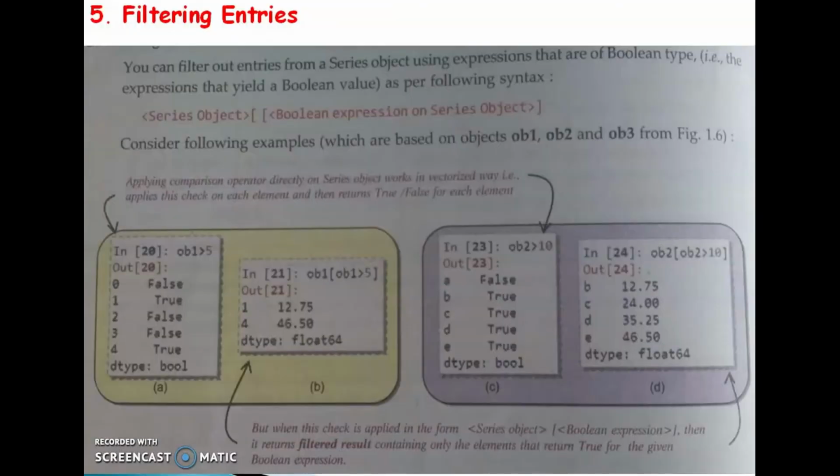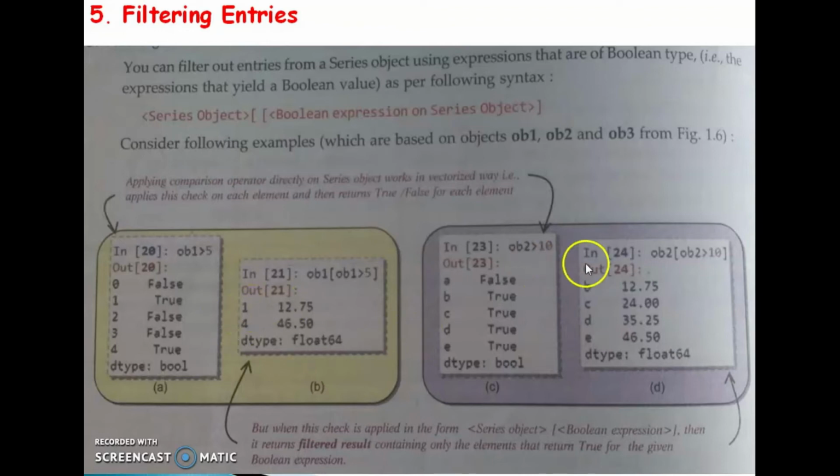Clear? Then the next one is filtering entries. You can filter out entries from a series object using expressions that are of Boolean type, that is, expressions that yield a Boolean value, true or false. How can we use this? The syntax is series object, then within the square brackets you specify the Boolean expression on the series object.